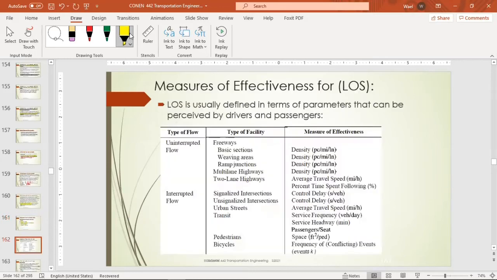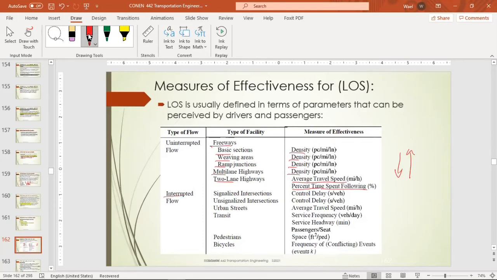To have an example on this, if we are talking about a type of flow, uninterrupted flow. So for freeways, basic section, density defines the level of service. The denser the flow, the poorer the level of service. Weaving segments, also measured by density. Ramp junctions, measured by density. Multi-lane highway, measured by density. Two-lane highways, this is different. What we mean with two lanes, it's two lanes, two directions. That means a lane in this direction and another lane in the other direction. Here, the service measure is based on average travel speed and the percentage of time spent following another car. So that's another service measure.